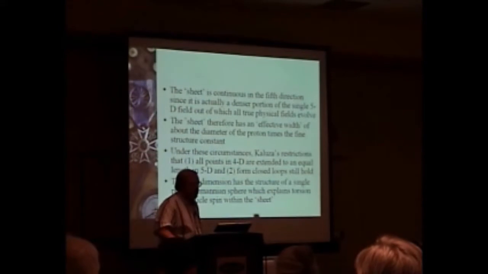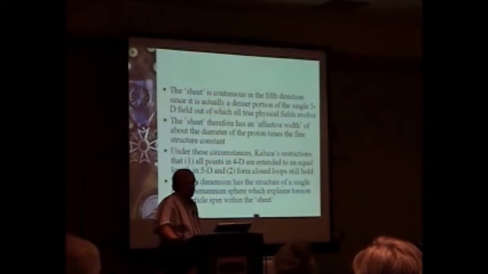Our 4-dimensional continuum is just a very thin sheet which cuts across the 5th dimension. The sheet is continuous in the 5th direction, since it is actually a denser portion of the single 5-dimensional field. It's the densest portion of the single field of 5D space, out of which true fields evolve: gravitational field, electric field, magnetic field, nuclear fields, weak and strong. The sheet therefore has an effective width of about the diameter of a proton times the fine structure constant.